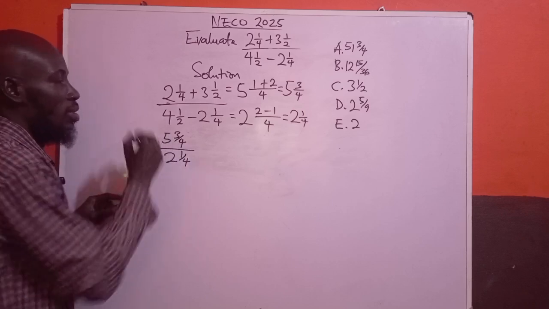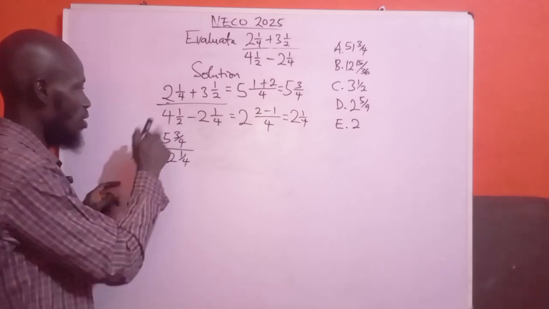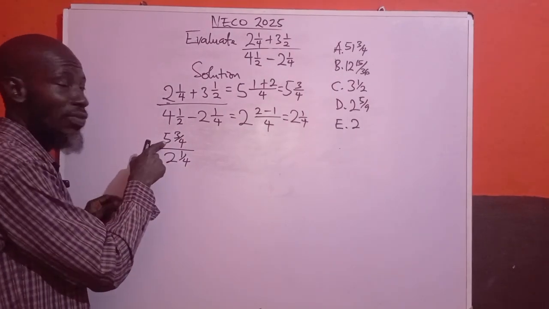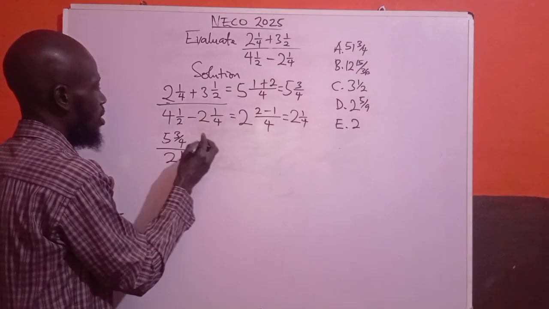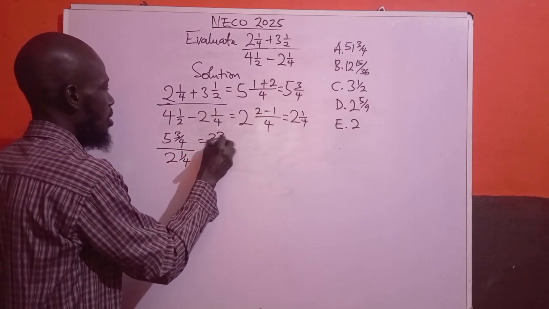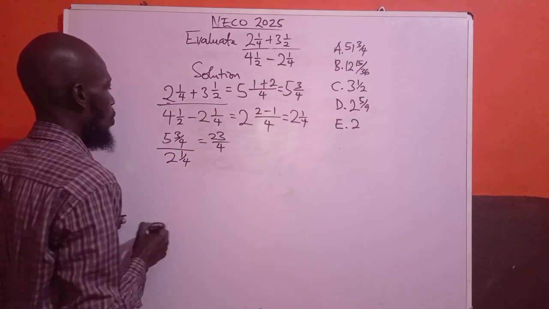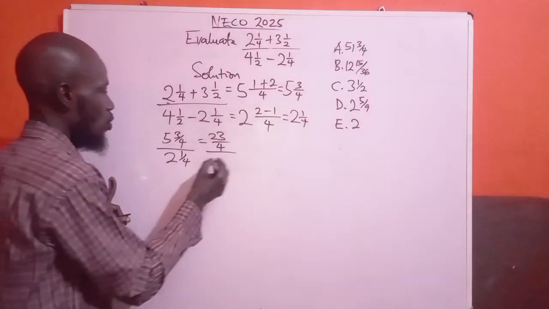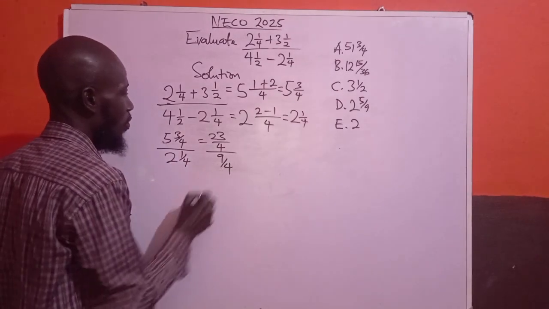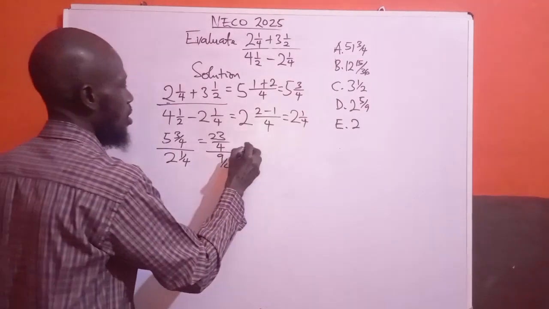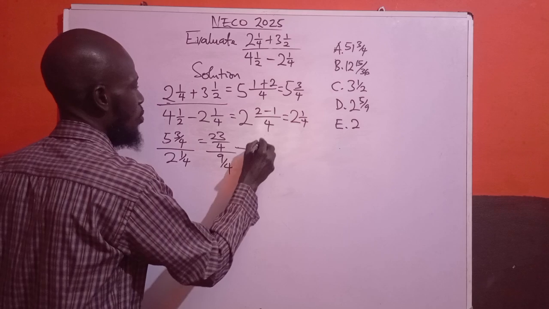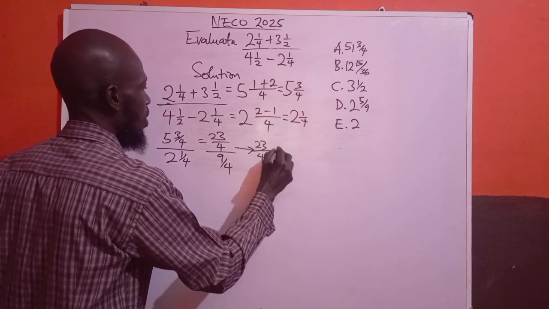So let's convert this into an improper fraction. 4 times 5, that will give us 20 plus 3, that's 23 over 4. And then down here we have 4 times 2, 8 plus 1, 9, so 9 over 4. So this implies that we have 23 over 4 divided by 9 over 4.